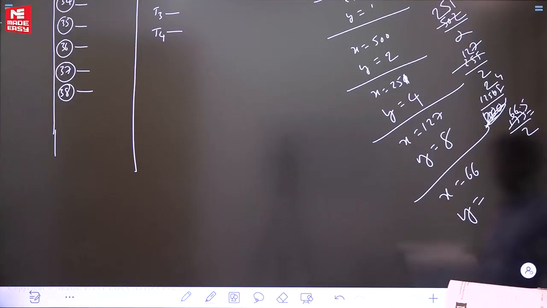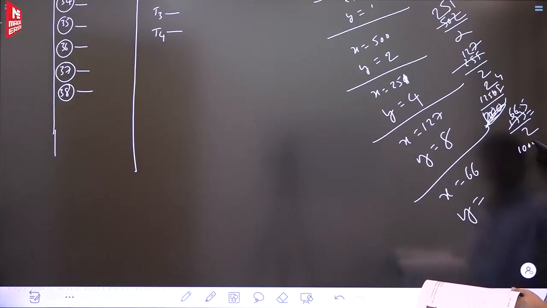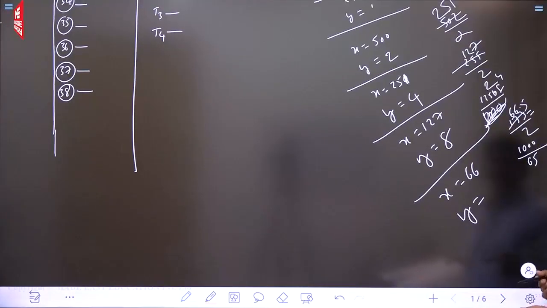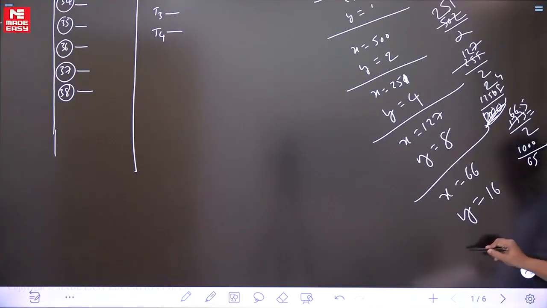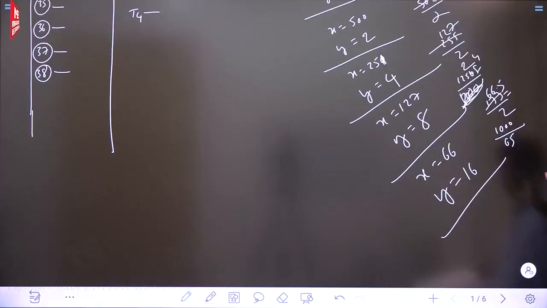What is the y value? M by x. What is the 1000 by 125? Approximately 65 maybe. If you divide by 65, what is the answer? Previously divided by how much? I think if you observe clearly, it may be 16. Approximately same, 16, right? Like it is continuing, something like that.